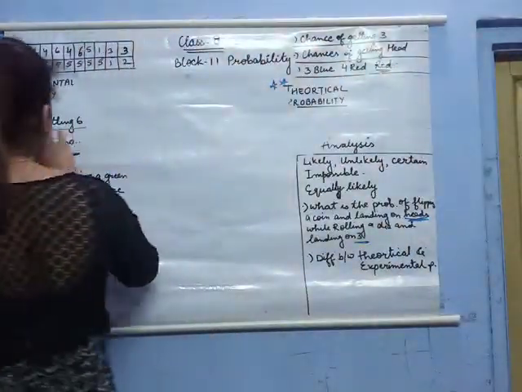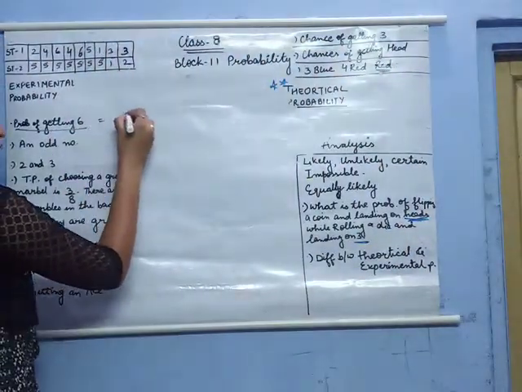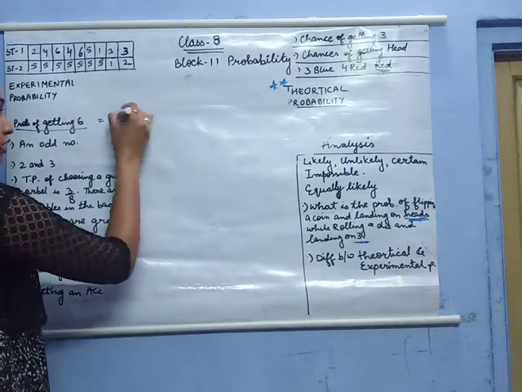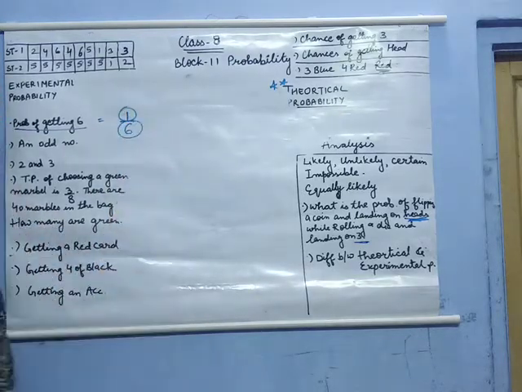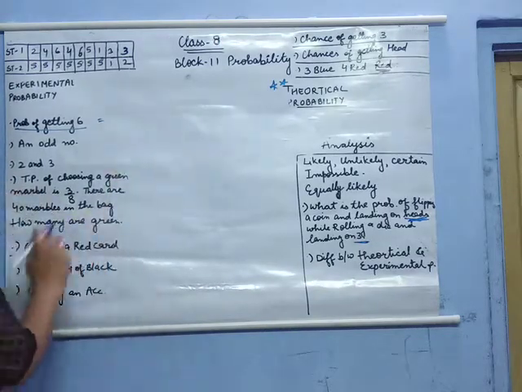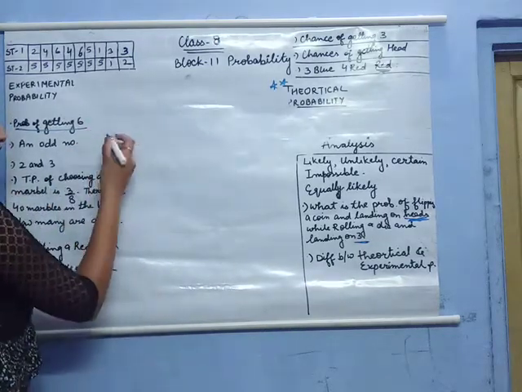Now probability of getting 6 will be what? 1 out of 6, because the favorable outcomes are 1 only and total outcomes are 6, so probability will be 1 by 6.